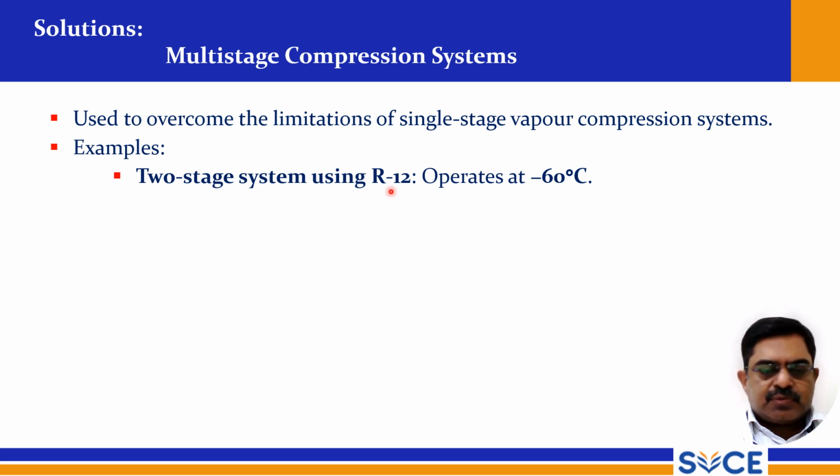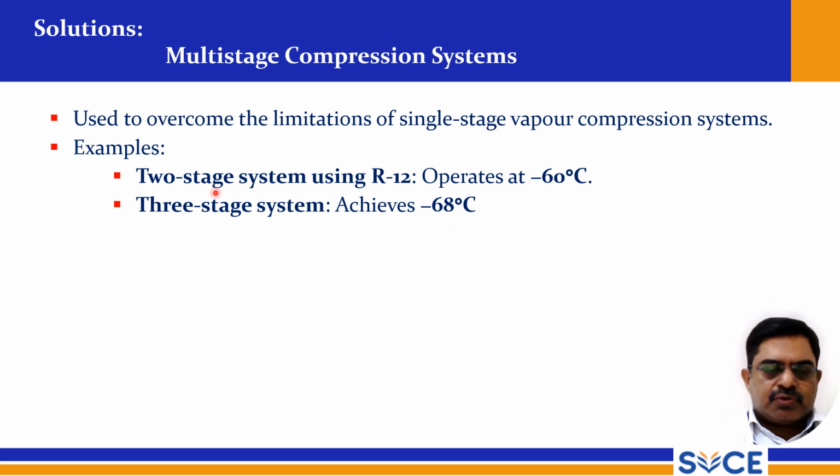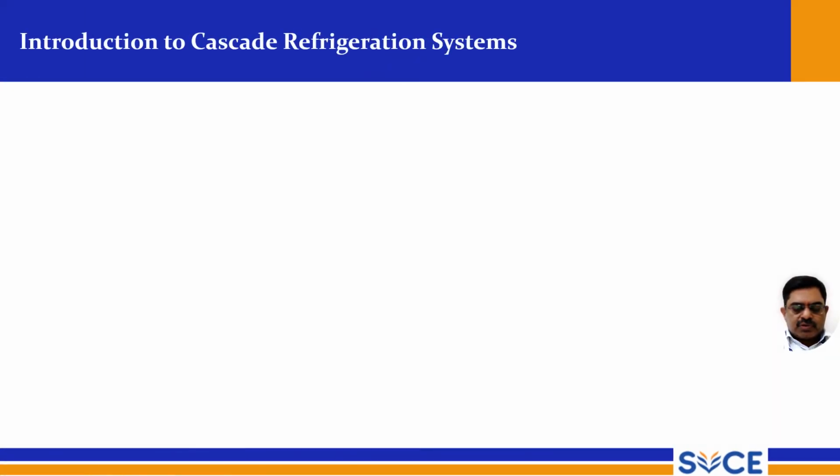A two stage system using R12 operates at minus 60 degrees Celsius. A three stage system achieves minus 68 degrees Celsius. So with two stage, we can operate up to minus 60 degrees Celsius, and with three stage we are going lower, that is minus 68 degrees Celsius. The multi-stage systems are also called cascaded systems.